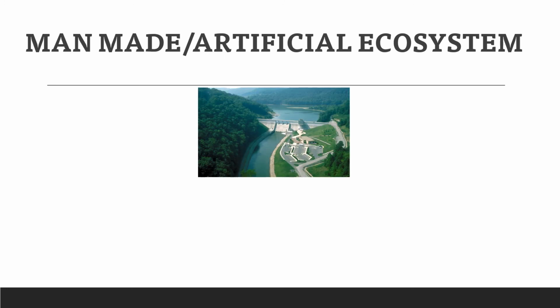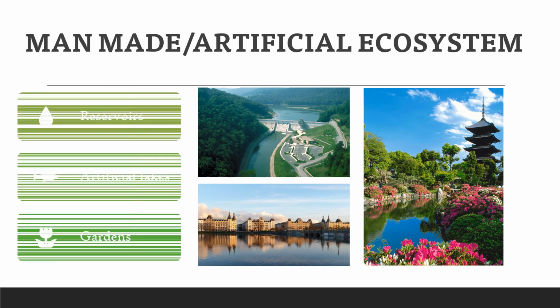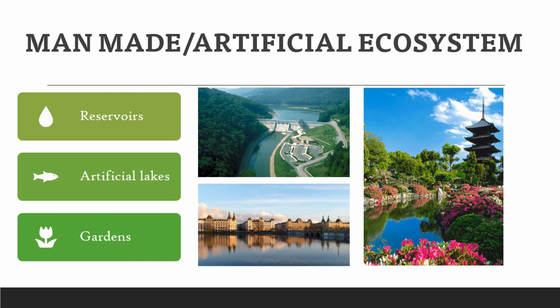The second part of ecosystem classification is man-made or artificial ecosystem. An ecosystem which is artificially created and maintained by man for his different needs, such as reservoirs, artificial lakes, and gardens. Reservoirs, artificial lakes, and gardens are created by man for their different needs, and it is called the artificial ecosystem.